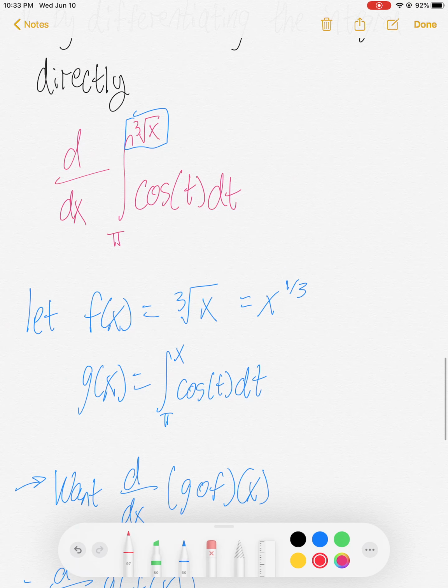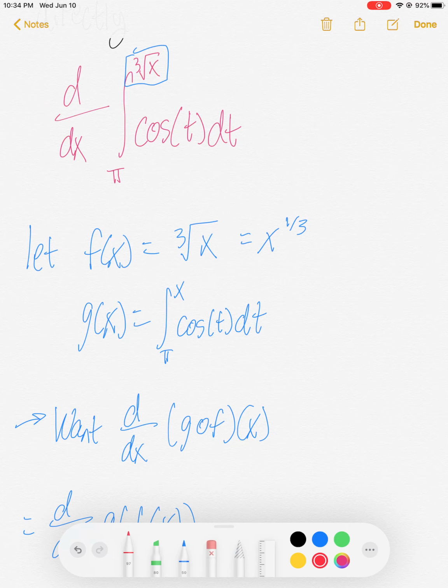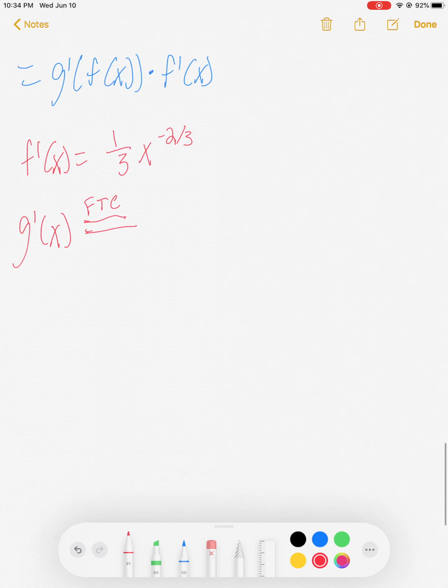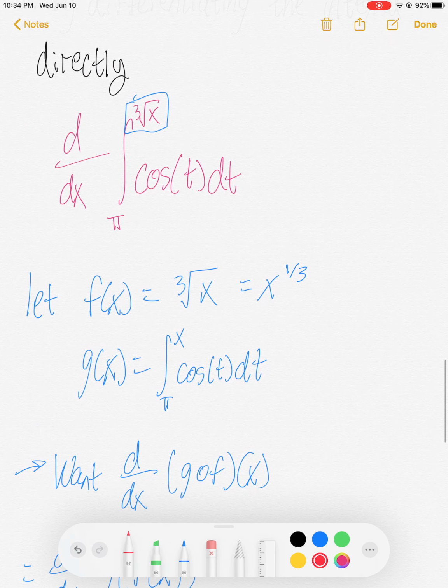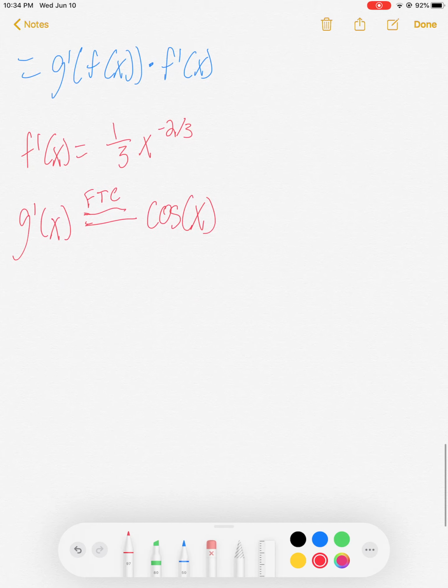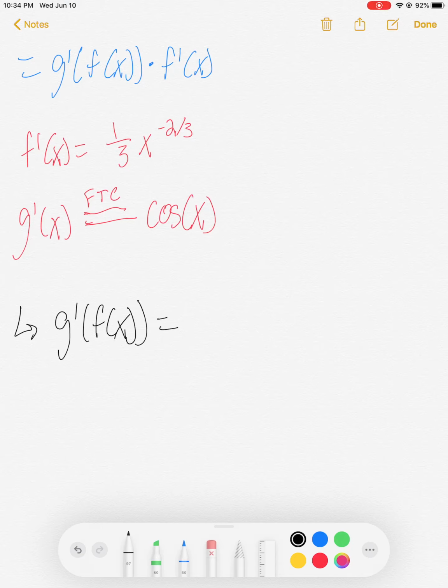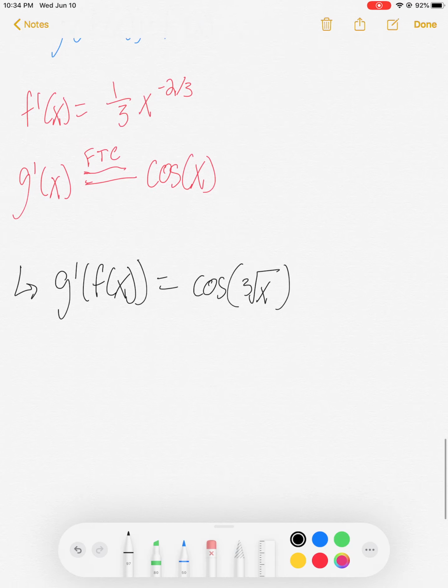So now if I look at g prime of x, well, if this was just an x up here in the upper bound, then the fundamental theorem of calculus tells us that g prime, so g of x is this integral from pi to x of cosine of t dt, that would just be cosine of x. Remember, the fundamental theorem of calculus tells us that we just plug in our upper bound. So g prime of x is cosine of x.